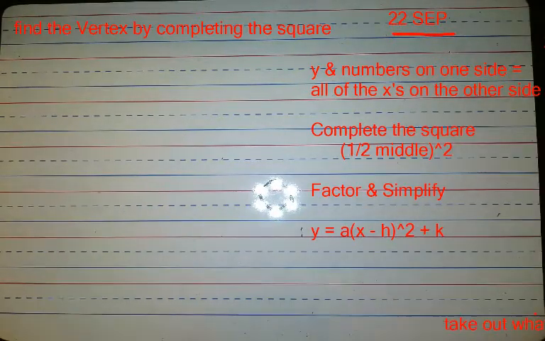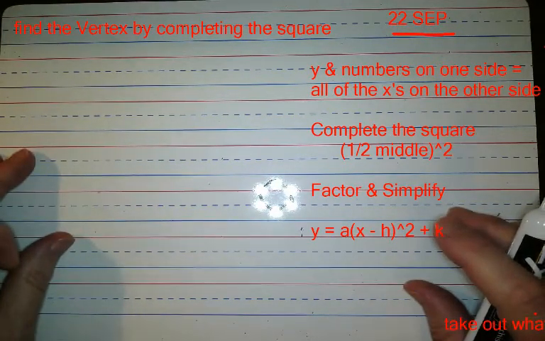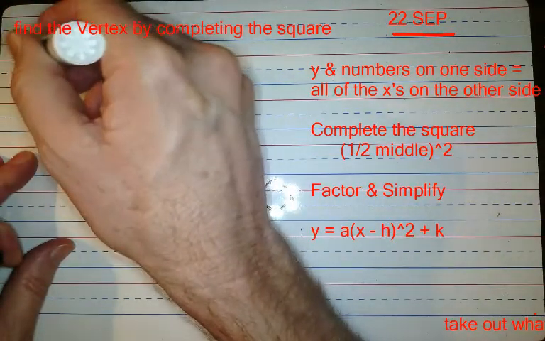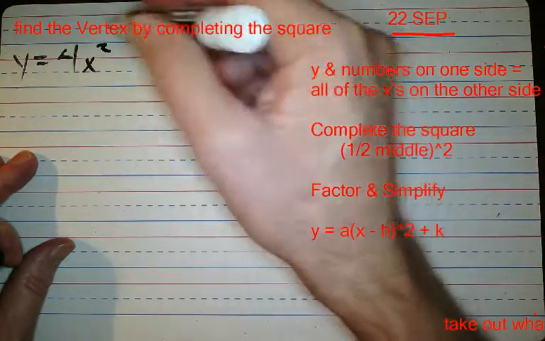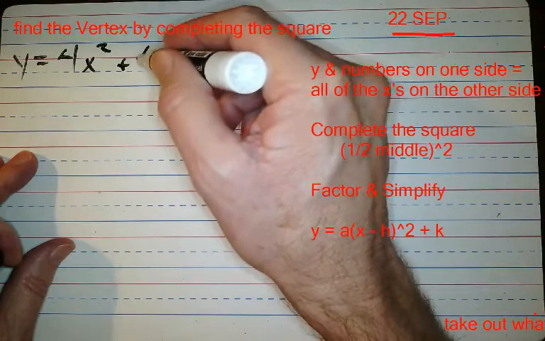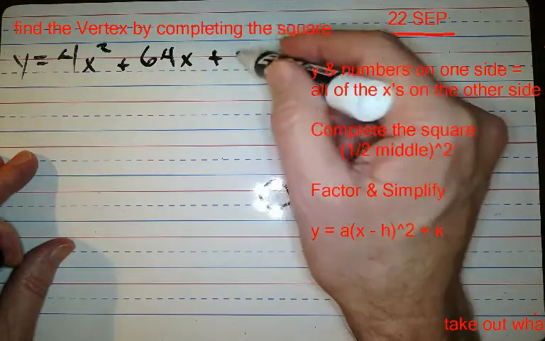Hey, we're ready for part 2 of Find the Vertex by completing the square. So, what's different about today's homework? Well, today, and today only, there's a number in front of the x squared. Oh me, oh my. What can we do?